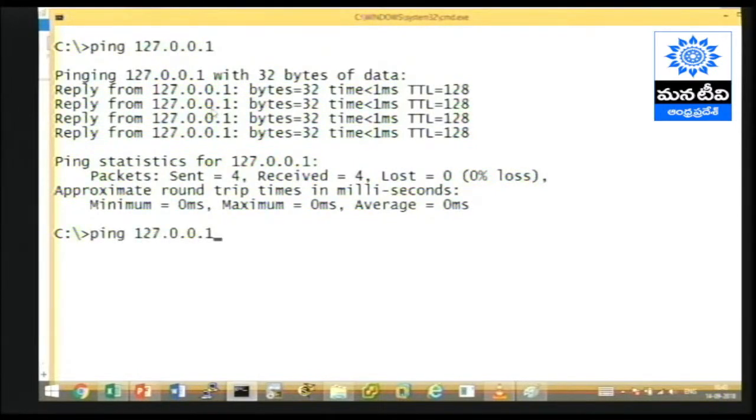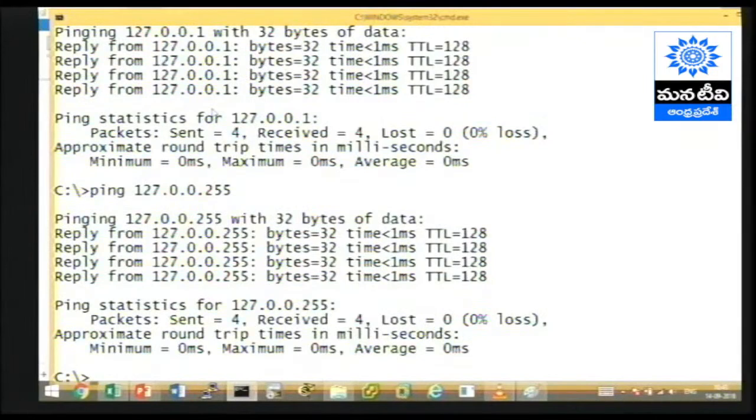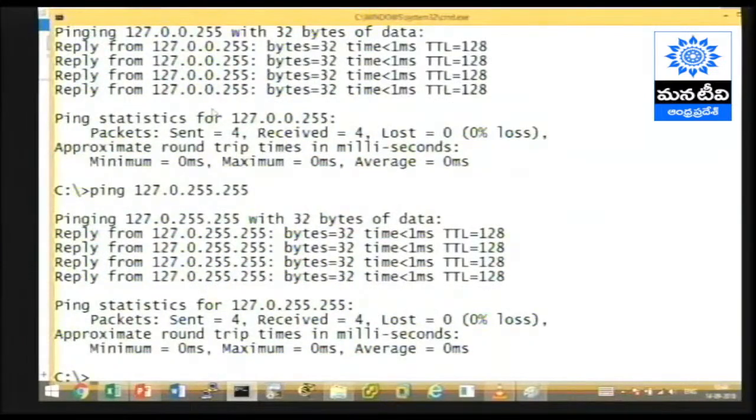Not only this particular IP address, any IP address in this series will provide the same response, because this is a loopback IP address, and it is only to check whether there is communication within the local operating system. So all these IPs are reserved only for the loopback test.